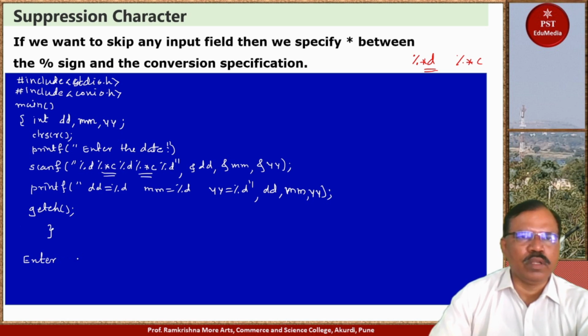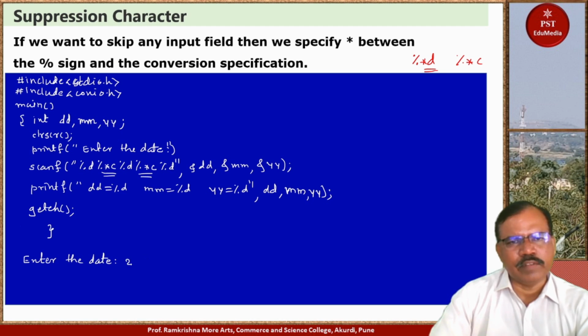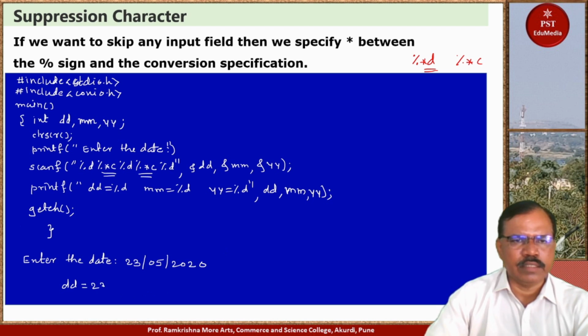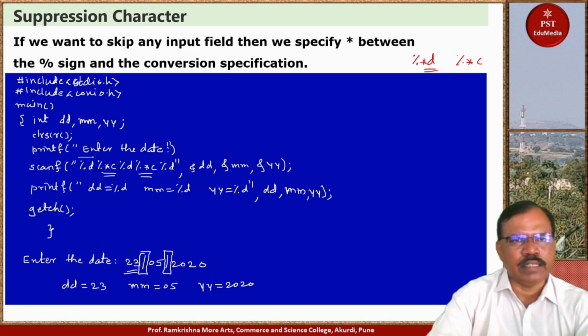Now if we run this program, you will get the output screen, and on the output screen you will get first "Enter the date" as it is. And if we enter the date like this, 23/05/2020, and if we see the output, you will get dd is equal to 23, mm is equal to 05, and yy is equal to 2020. Means this character is suppressed. So 23 is used for the first %d. Now for this character, %*c, it is suppressed.